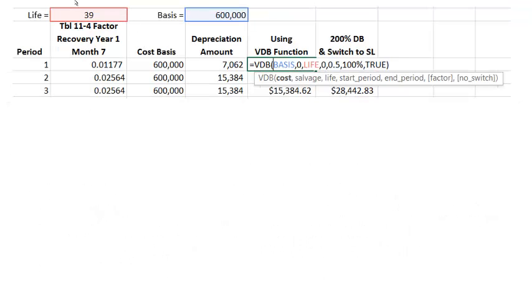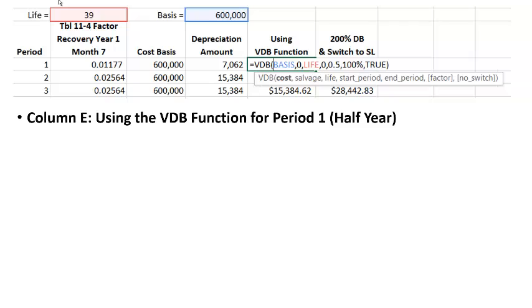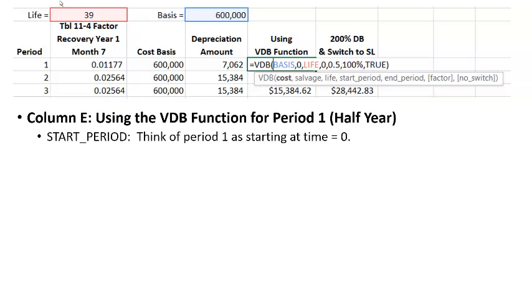So here's our table again. Let's continue. Start period. Think of period 1 as starting at time 0. So if you see that argument, time 0 comes right after life. The next argument is 0. The argument after that, you notice, is 0.5. That's the end period. Think of that as ending at time equal 0.5.